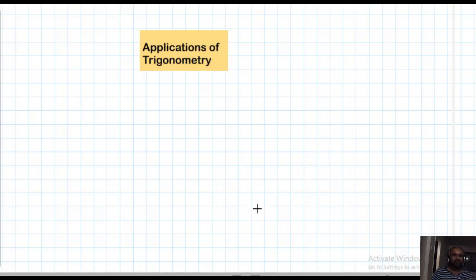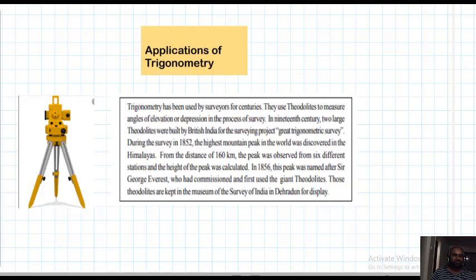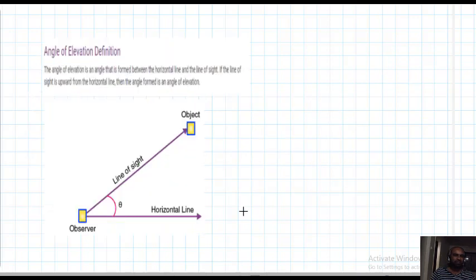Okay, so here we need to derive two important definitions. Horizontal ray, vertical ray, vision ray, angle of elevation, angle of depression. I will explain one by one. First one is angle of elevation.